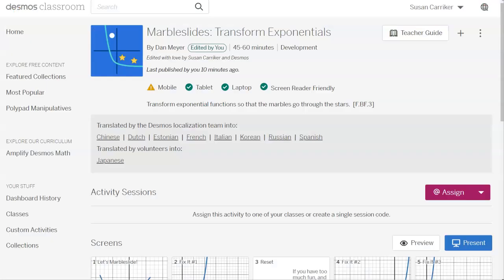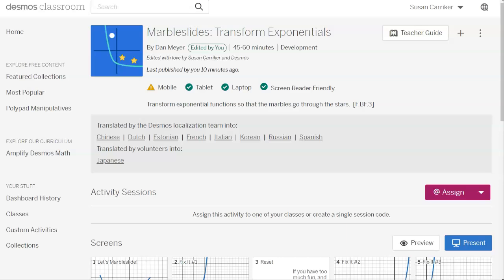All right, our last activity is marble slides. And this is a classic. I did pare this down. This is technically an Algebra 2 activity, but I don't really know why, because transformations of exponentials is kind of an expected thing. In Algebra 1, we transform all kinds of functions, all the different types.